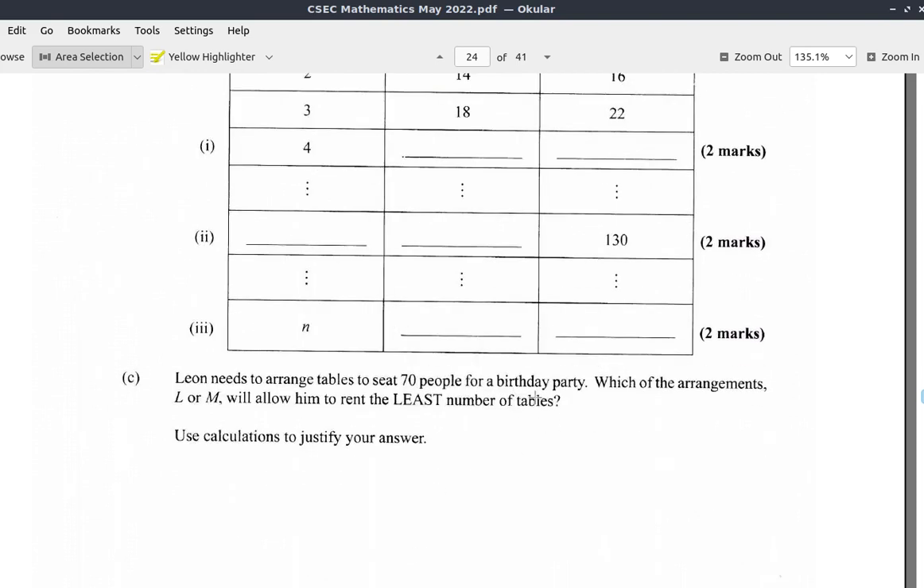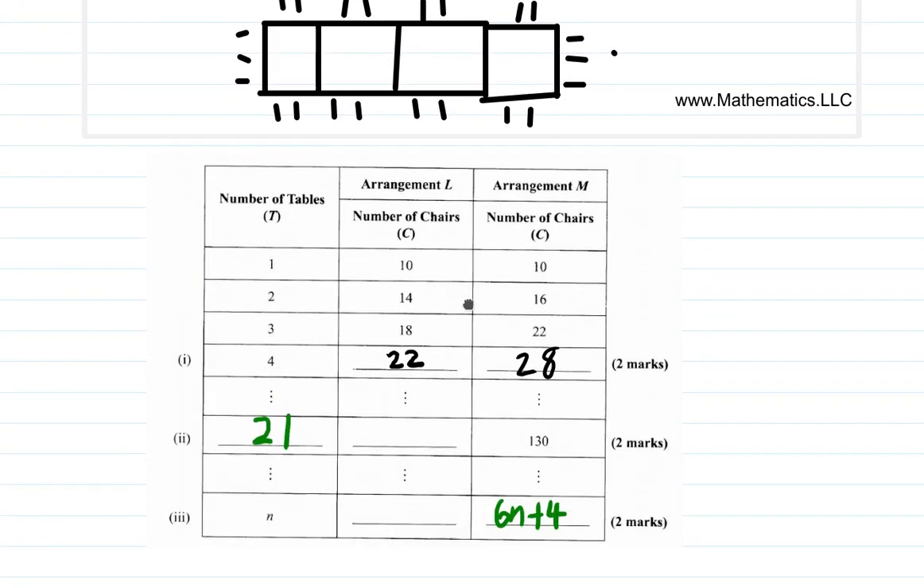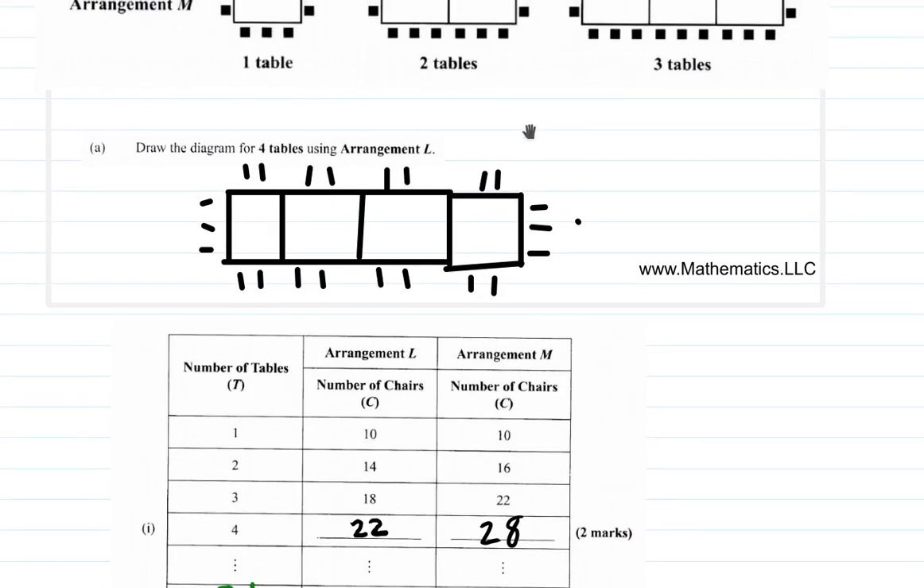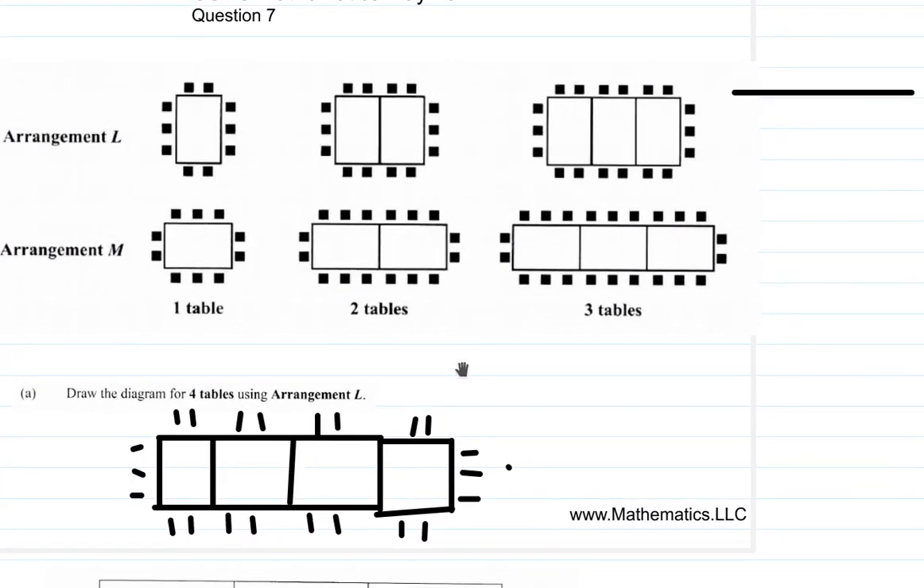We're going to need to figure out what is the formula that generates the pattern for arrangement L. So let's look at that, arrangement L. With arrangement L, when you have one table, all right, there are 1, 2, 3, 4, 5, 6, 7, 8, 9, 10.